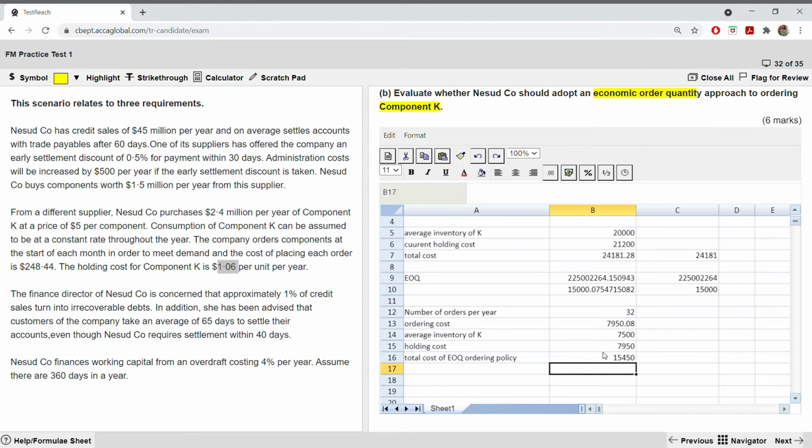I'm sorry, it's not this one. You are multiplying it by 2, right? So it will be 7950 into 2. 15,900.